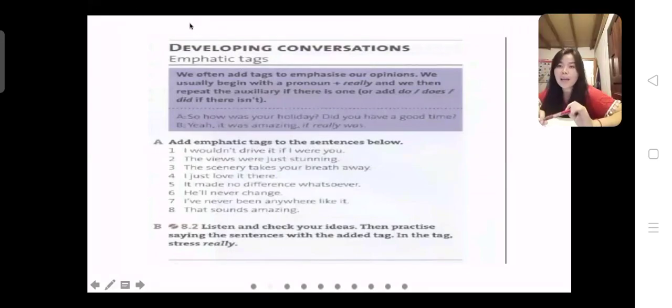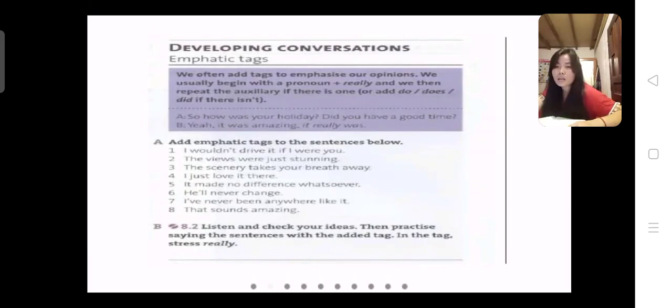Coming to my part that talks about developing conversation. We are talking about emphatic tags. We all know that the keyword emphatic means strong and determined in speech or action, so that what is said gets more attention. We often add tags to emphasize our opinion. We usually begin with a pronoun plus really, and we then repeat the auxiliary if there is one, or add do. This is the structure.